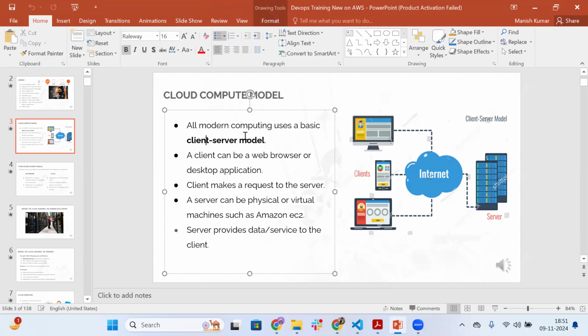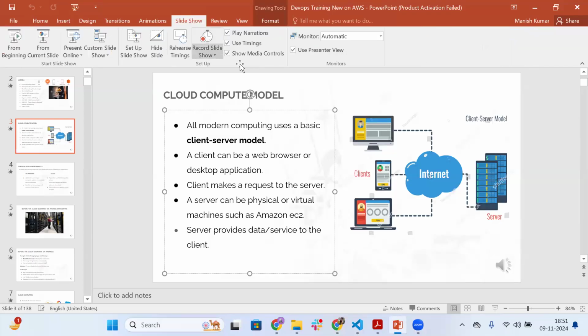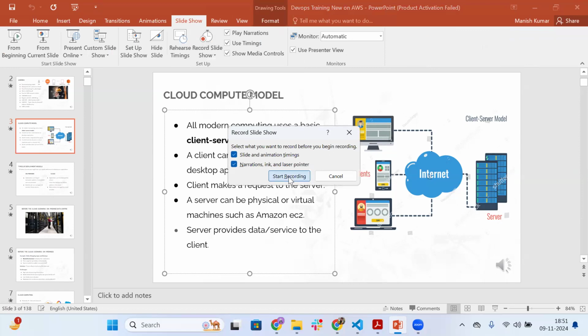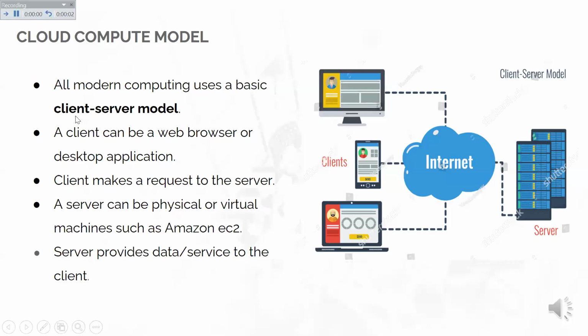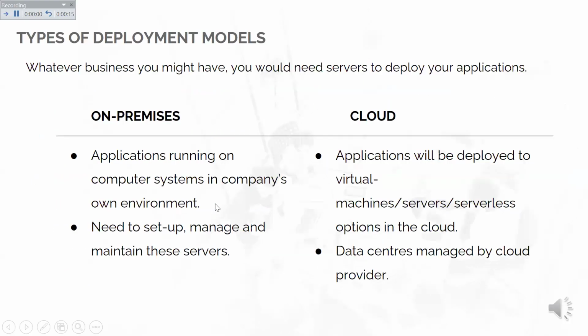All modern computing uses a basic client server model. Let me go there on full slide so you will be able to see the things. All modern computing uses a basic client server model. A client can be a web browser or desktop application. The client makes a request to the server. This is how the cloud computing model works, correct?